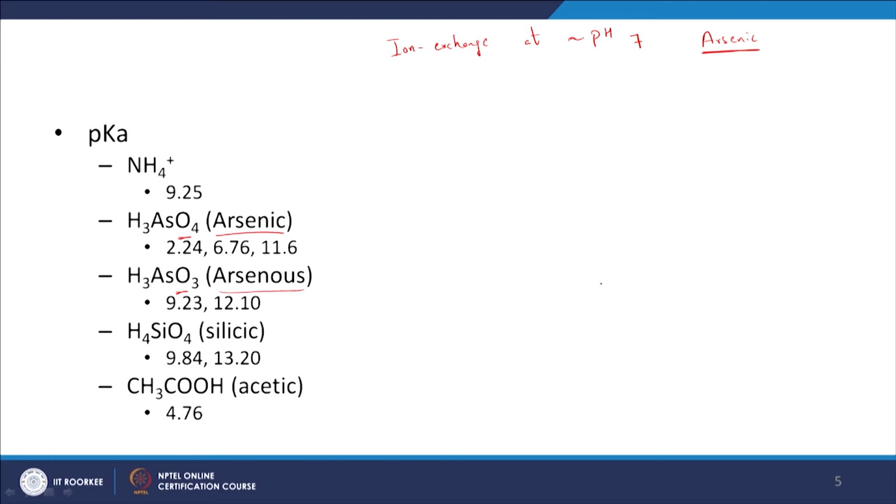Here, at pH 7, if I look at H3AsO4, what is the speciation going to be? Let me draw the figure here. We never looked at a triprotic acid before.